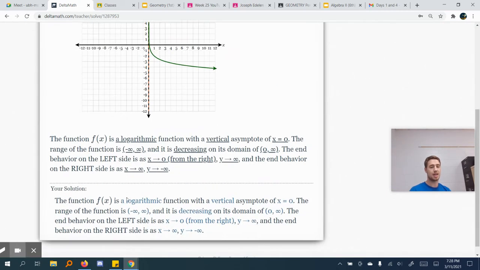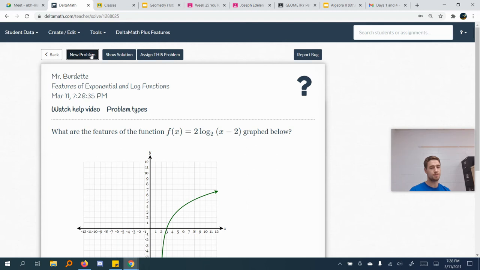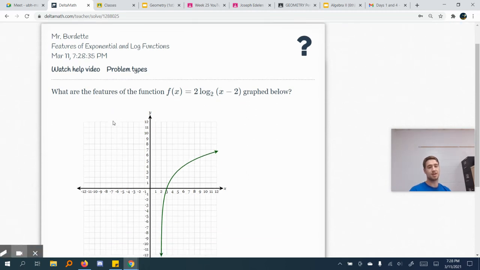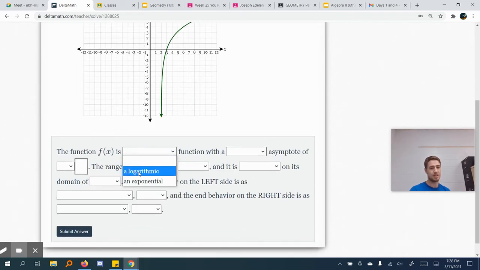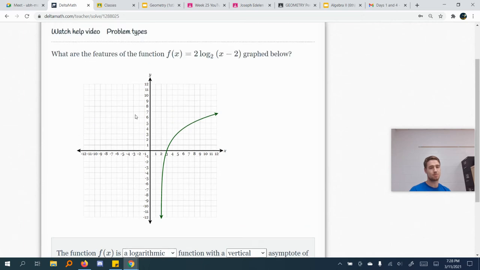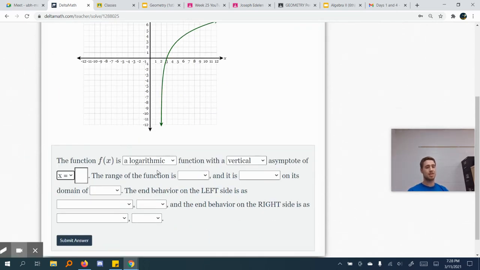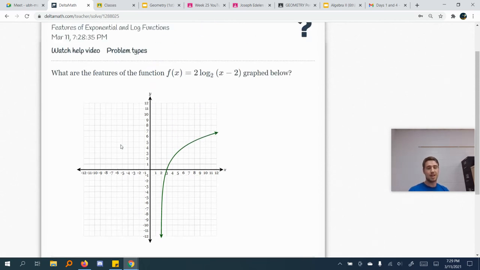Let's go ahead and try the next one. What are the features of this function graphed below? Now, note, we've got the word log in this one, so it's going to be logarithmic, which means we know it has a vertical asymptote of x equals something. So those three things are always going to go together. If you have an exponential function, it's always going to be a horizontal asymptote of y equals something. But we're going to find out what it is.